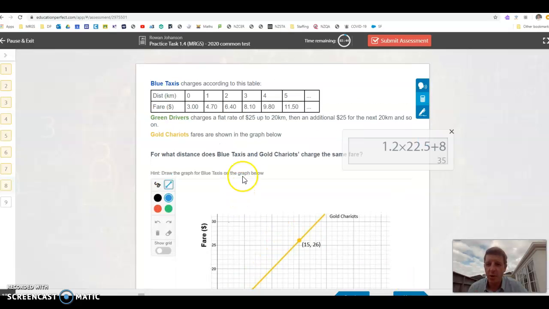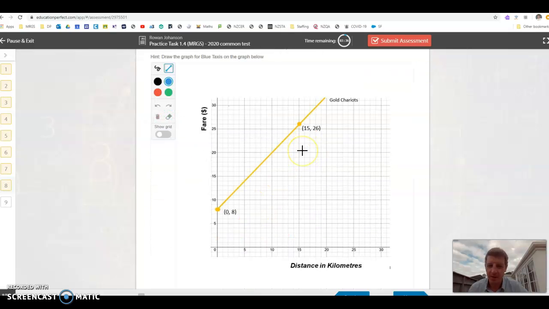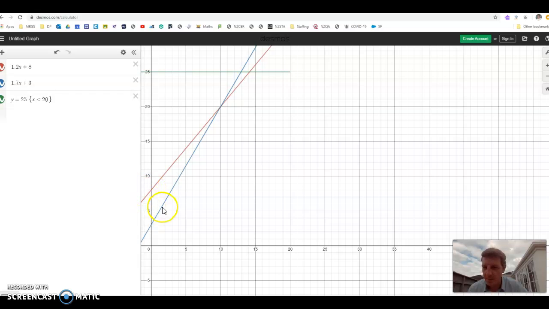The next one wants to know what distance does blue taxis and gold taxis charge the same amount. So we're looking at when they cross each other. Now I've already kind of done that on the previous one, but what I can do is I can have a look in Desmos. So I've got my blue taxi line here, and then I've got gold taxis, and I can change this color. Oh, no, I can't. And I can see, oh, they cross here. And I click on the point, and it shows me it's crossing at, the distance is 10 kilometers, and the cost is 20. So that's going to be my intersection point.